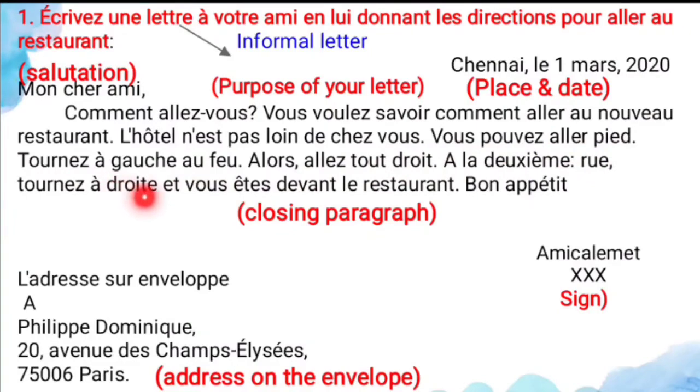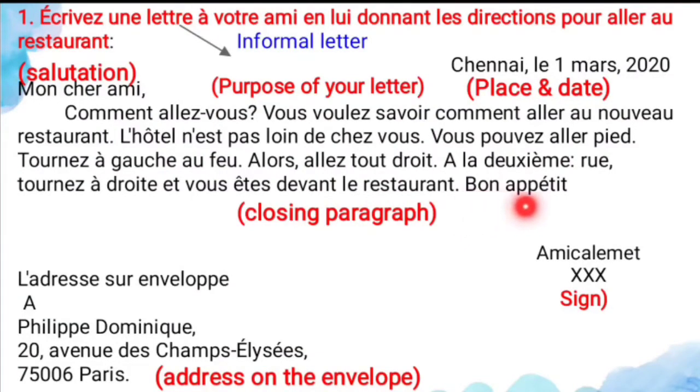And tournez à gauche au feu, it means turn left at the traffic light, that is signal. And alors allez tout droit, and then you go straight ahead. And à la deuxième rue, so at the second street, tournez à droite and turn to the right. Et vous êtes devant le restaurant, and you are in front of the restaurant. And bon appétit, it means have a good meal.